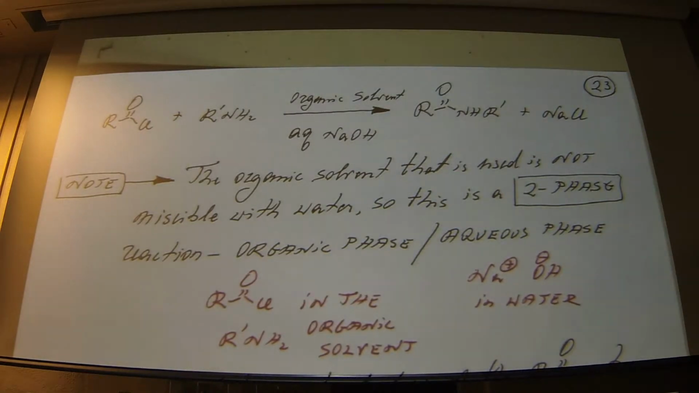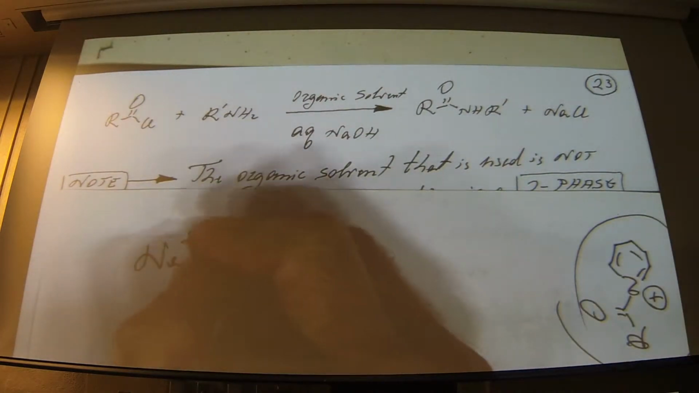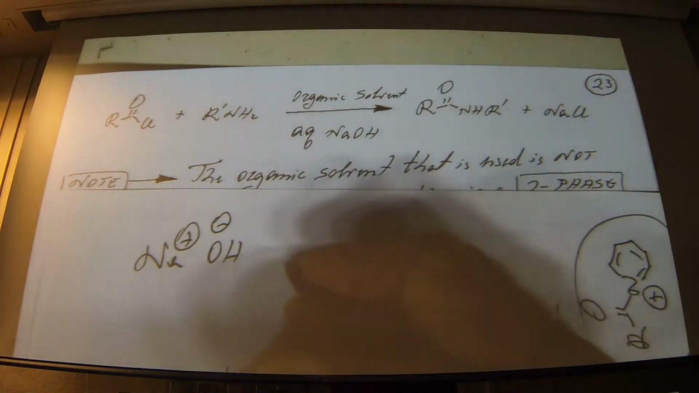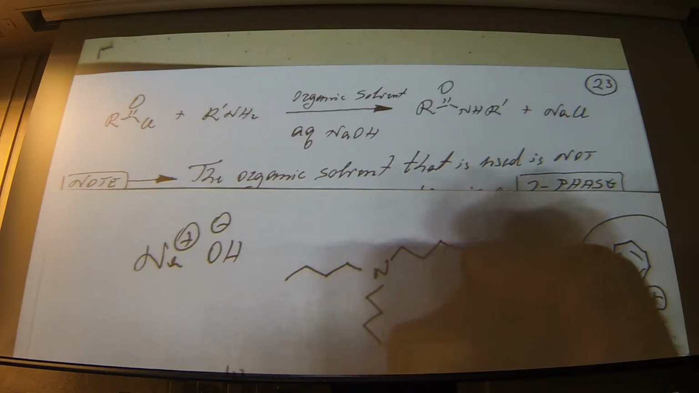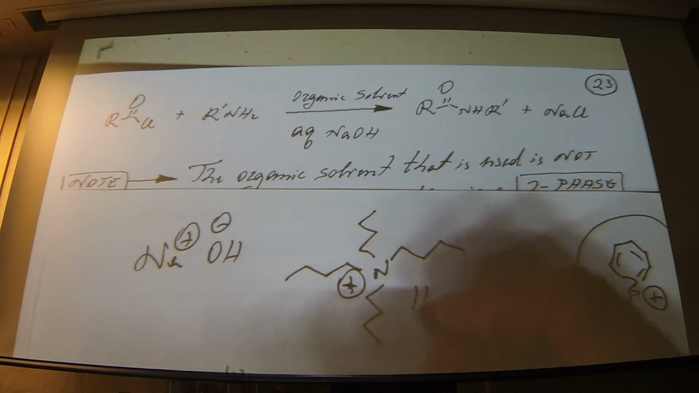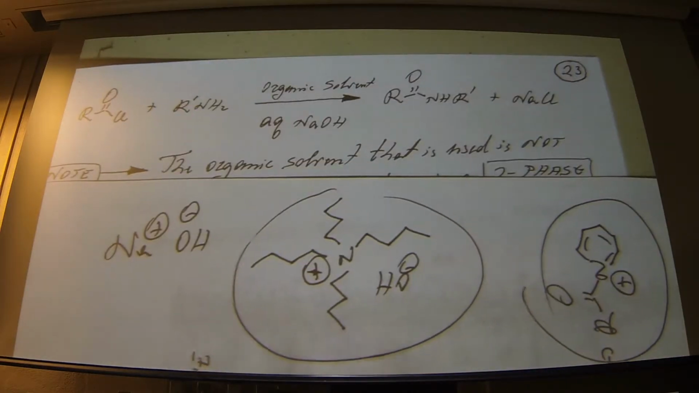What is a phase transfer catalyst? Just what it sounds like. It's a catalyst that can allow something like hydroxide, which is not soluble in organic solvents, to become soluble in organic solvents. So sodium hydroxide, not soluble in organic solvents, but this hydroxide, tetrabutyl ammonium hydroxide, this is going to be soluble in organic solvents.